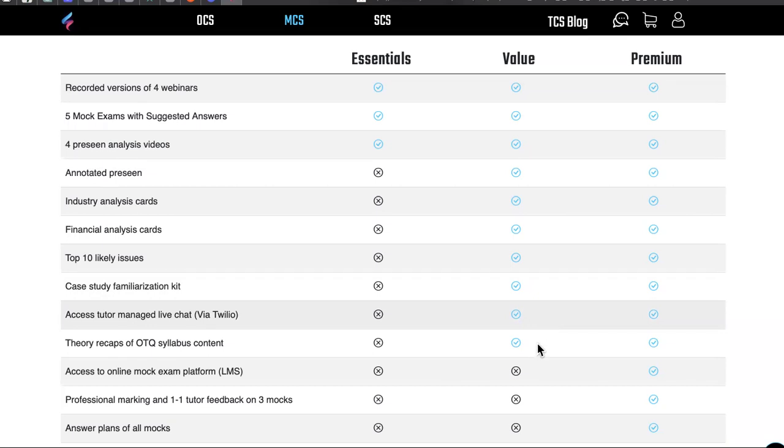You'd also get theory recaps pertaining to OTQ syllabus content, especially if you are coming through an exemption route. It's prudent for you to go through these revision cards before the master classes are conducted, because once you have a general level of understanding about theoretical content, and once you attend the master classes, you would have concrete knowledge about all theoretical areas.